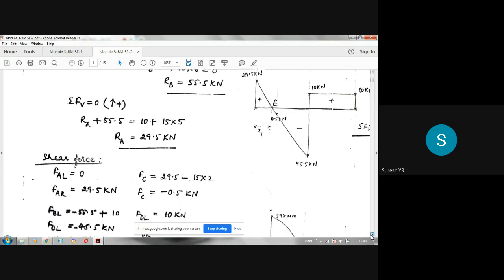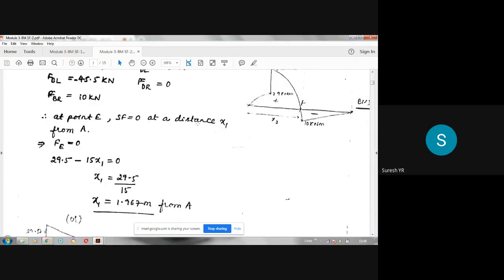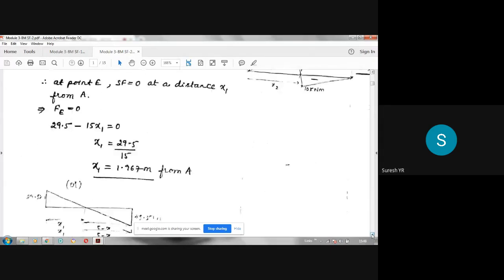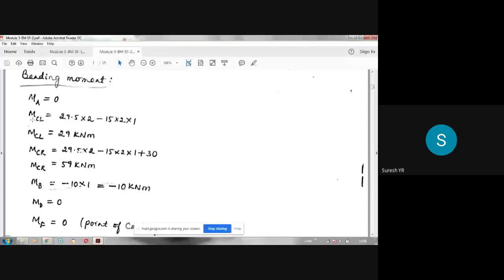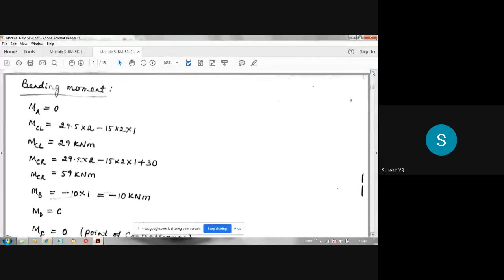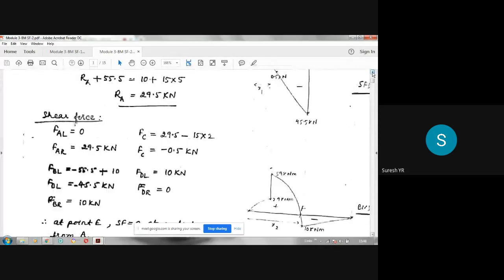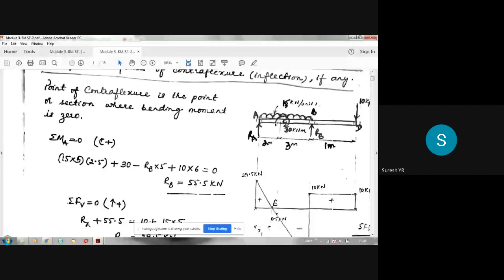Next is the bending moment diagram. To draw the bending moment diagram, you have to start calculating the bending moment at different points on the beam. We know that bending moment at A will be 0, because it is a simple support. Then you have to calculate the bending moment at 2 values at the point C. Why do we have to calculate at 2 points? Because an external moment is given at C here. So there will be 2 values of bending moment here.